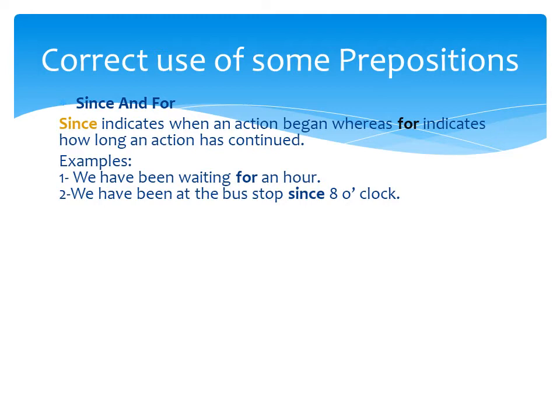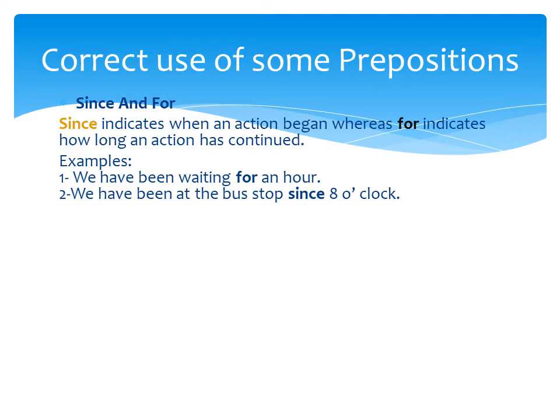Example, we have been waiting for an hour. Here an hour is telling us how long an action has continued, when the action started and when it ended. That's why we are using for over here. We have been at the bus stop since 8 o'clock. We are using since with 8 o'clock because 8 o'clock is the starting time of an action, but we don't know the ending time, when the action ended. That's why we are using since over here.